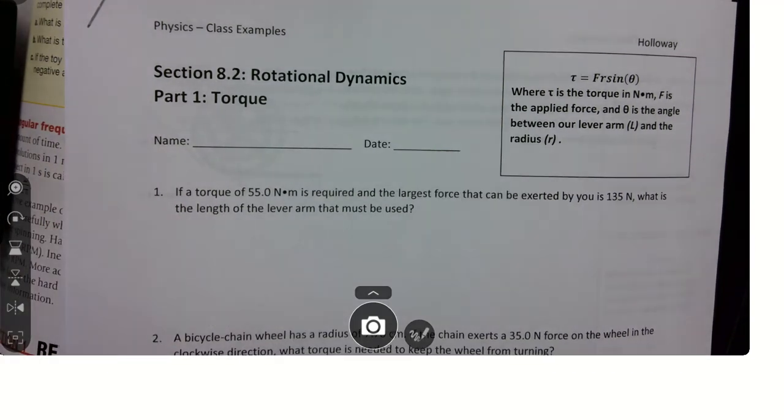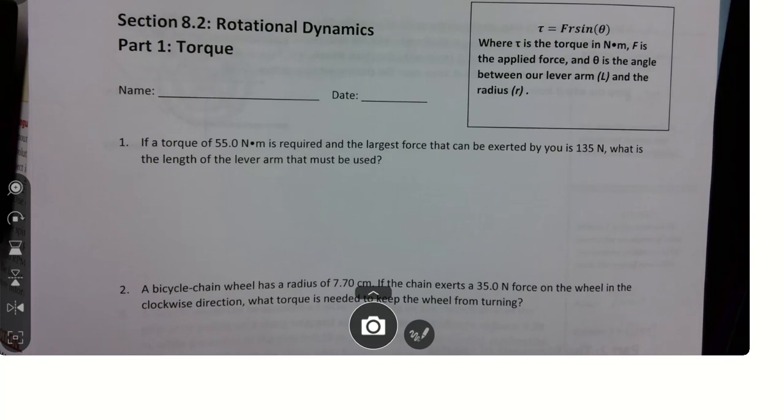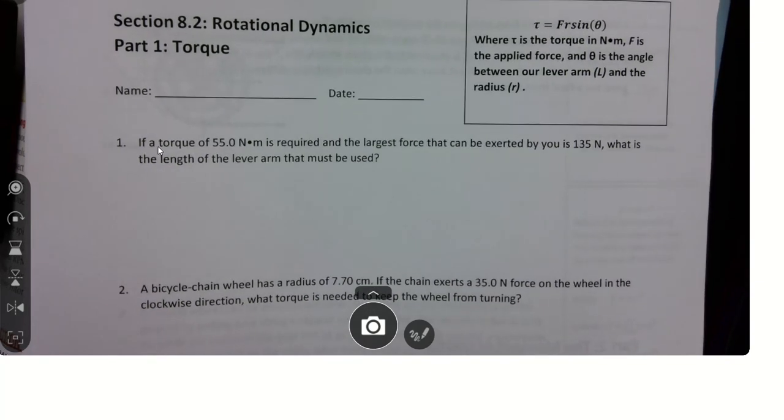Okay, looking at this, I have hooked it up. We have a torque given. Notice N times M.